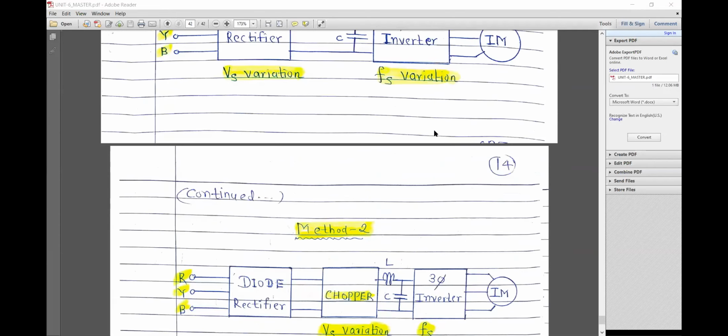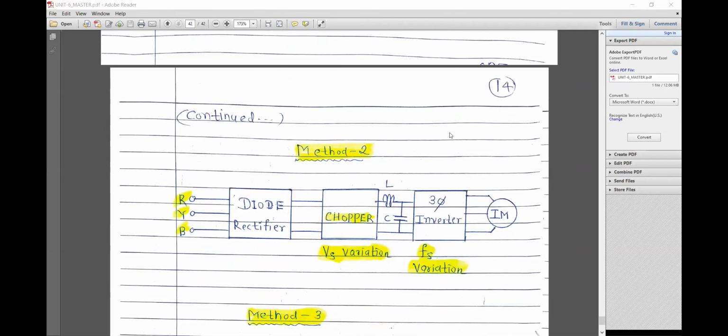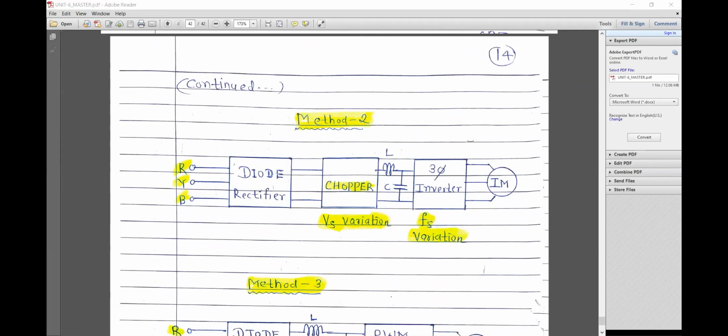Second method, you see there is a little variation. The last block remains the same. The three-phase inverter remains the same. But see how the DC is varied now. We have a diode rectifier, an uncontrolled rectifier.